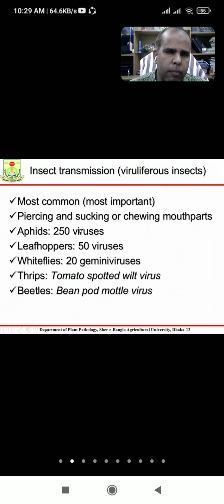The most common method of plant virus transmission, and the most important as well, is insect transmission.